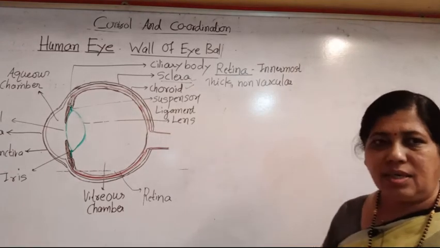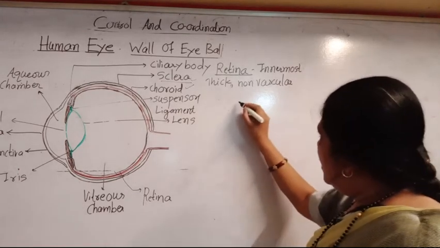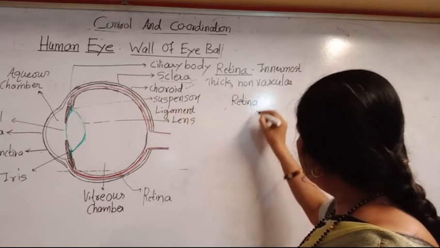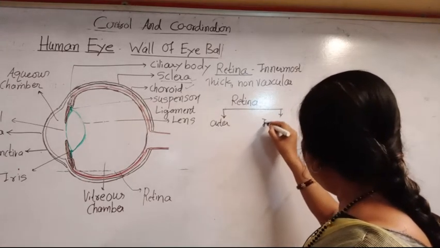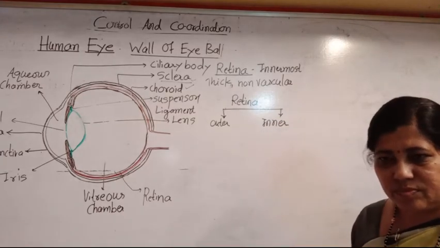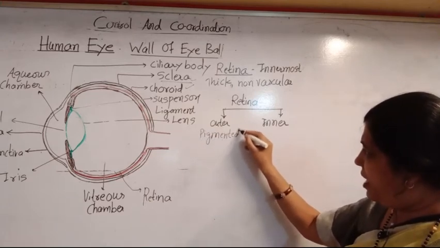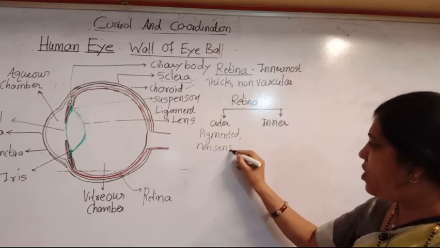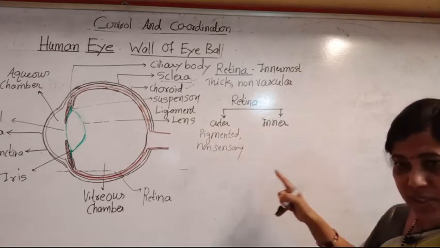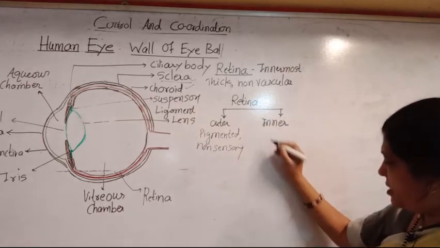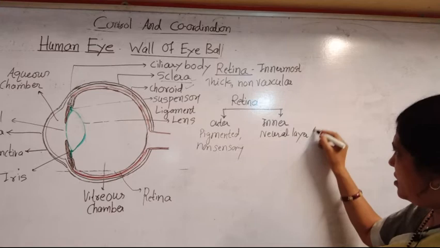Retina consists of two layers, outer and inner layer. Outer layer is pigmented and non-sensory. I will explain all these in detail. But inner layer is neural layer and it is sensory.